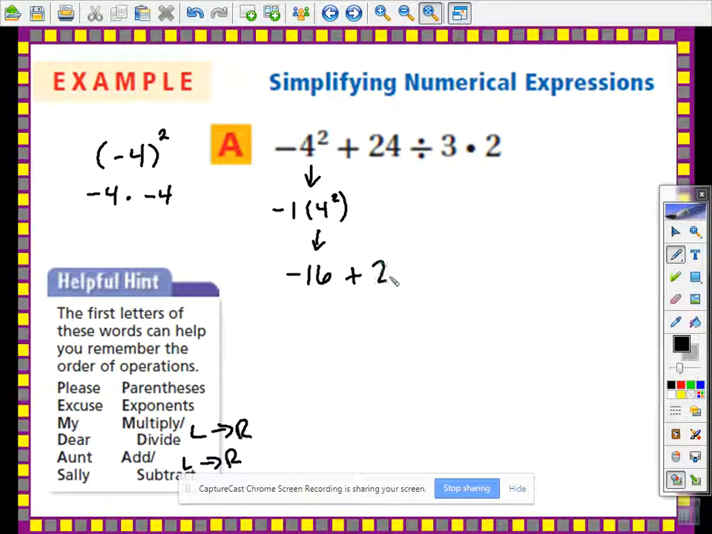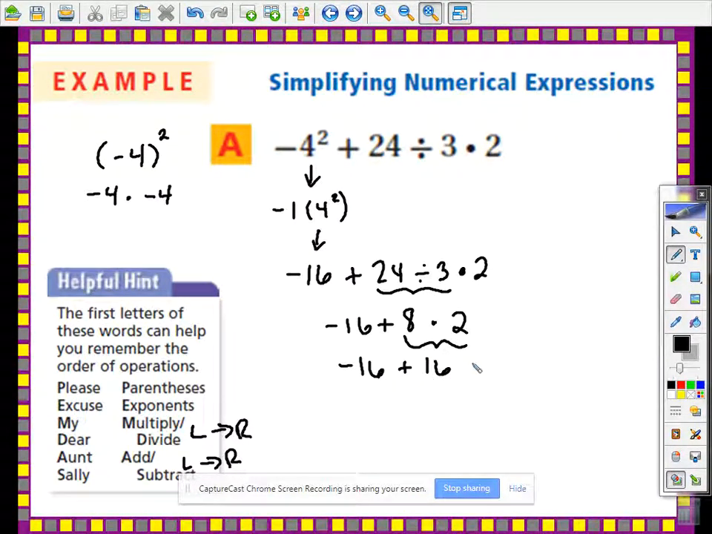I'm going to continue the rest of the problem right here. We've done our exponents, so the next thing we look for is multiply and divide. The only one we have is right here, which is 24 divided by 3, which is 8. And I'm going to carry over this. Oh, I lied. There's another one. Now we're going to do multiply because the divide came first. So now we have 8 times 2, which is 16. So I have -16 plus 16.